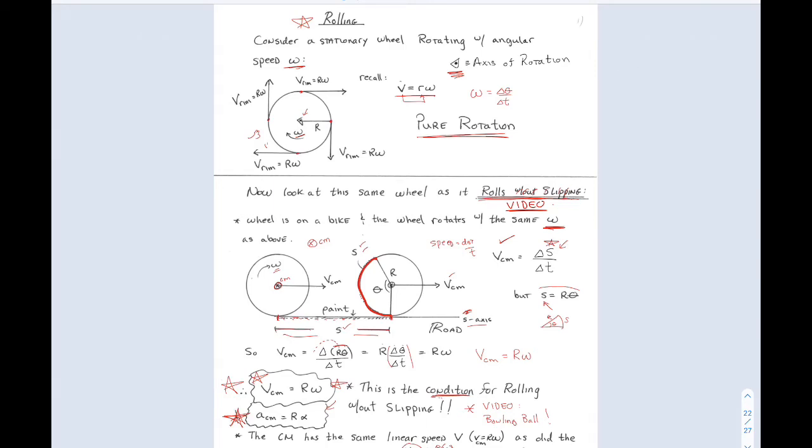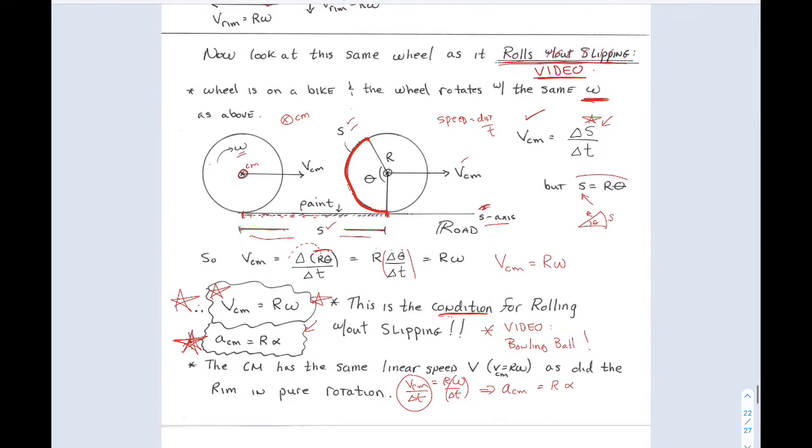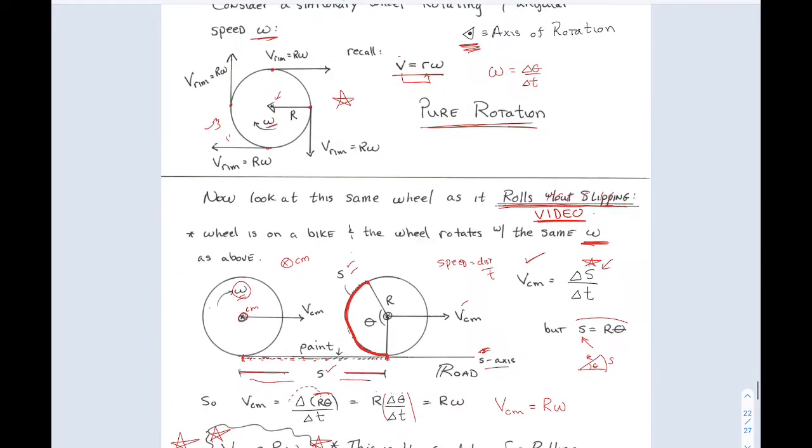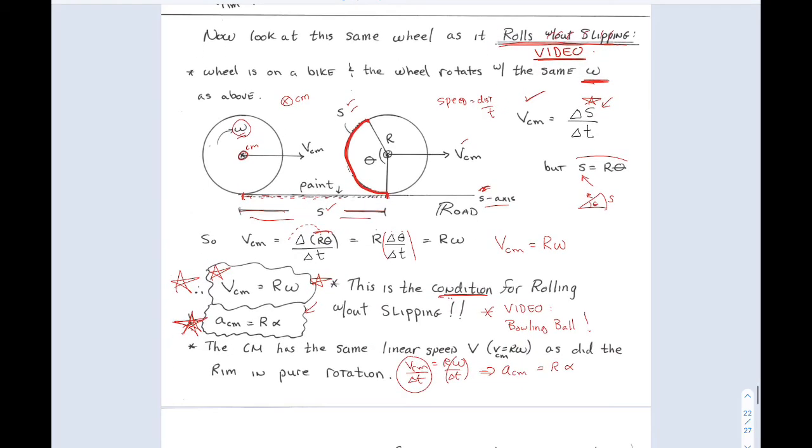Okay, so we just had this wheel rotating with some angular speed omega. I took the exact same wheel and had it roll such that the rate that it rotates, omega, is exactly the same as it was when purely rotating. When that occurs, the speed of the center of mass is r omega, the same omega as this thing as it rotates. So the center of mass has the same linear speed as the rim did when it was purely rotating.